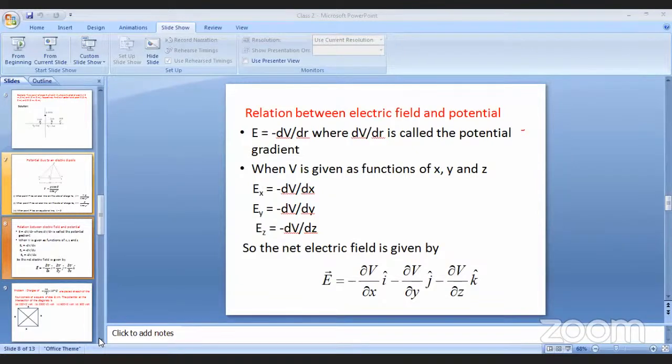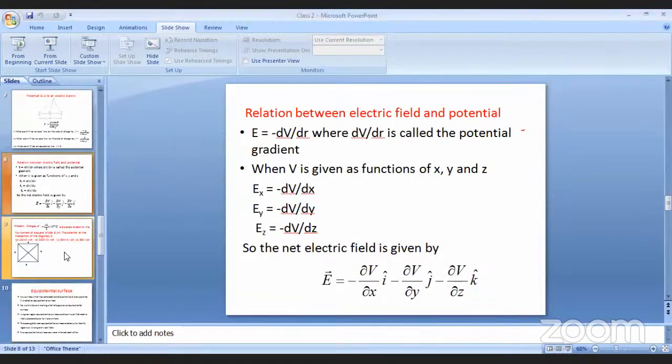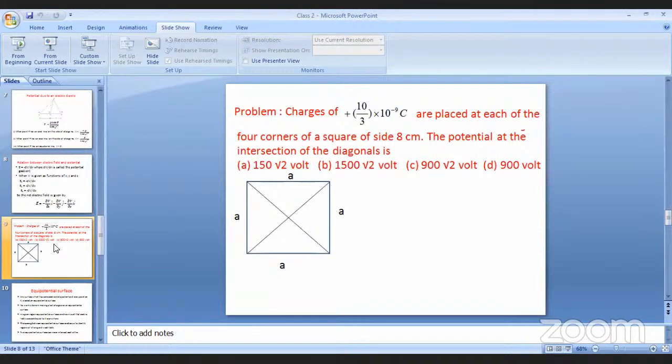Now, we have a numerical problem here. Charges of 10 by 3 into 10 power minus 9 coulomb are placed at each of the four corners of the square of side 8 centimeter. The potential at the intersection of the diagonals is given by, okay, you have charges. All the charges are equal. That is 10 by 3 into 10 power minus 9 coulomb.